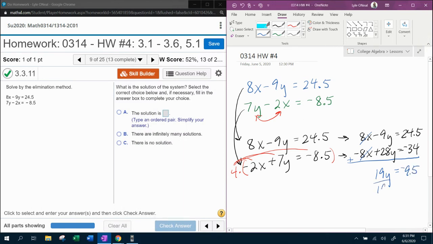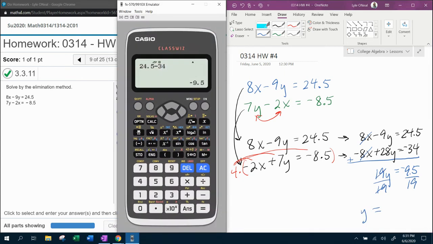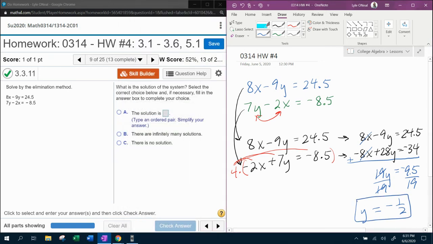And divide both sides by 19. And this is going to be nasty. I got to tell you, thank God for the calculator right now. Okay, so negative 9.5 divided by 19, negative 1/2. And we're going to leave that as a fraction. Negative 1/2 is the value for y.